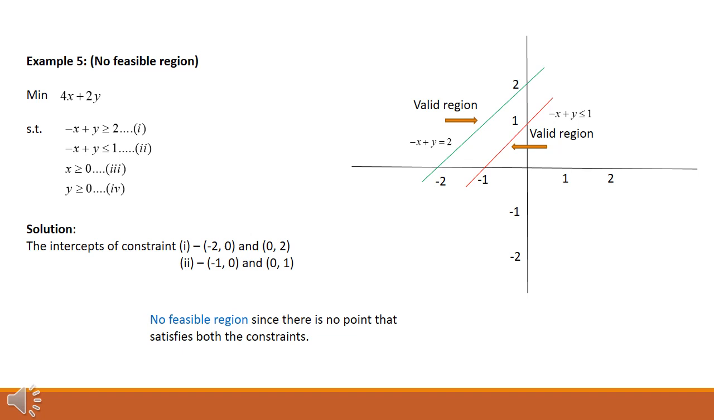Now in the last example, we have minimize 4x plus 2y. Here for the first constraint, since the inequality is not satisfied for x and y equal to 0, the valid side is to the left of the green line. But for the second constraint, the inequality is satisfied with x and y equal to 0. So the valid side is towards the origin, that is to the right side of the red line. So you can see that there is no intersection region because the constraints are parallel to each other. So there is no feasible region.